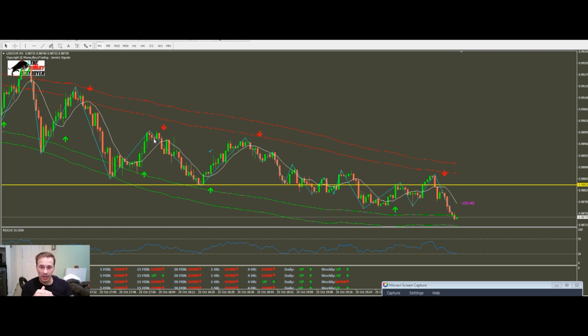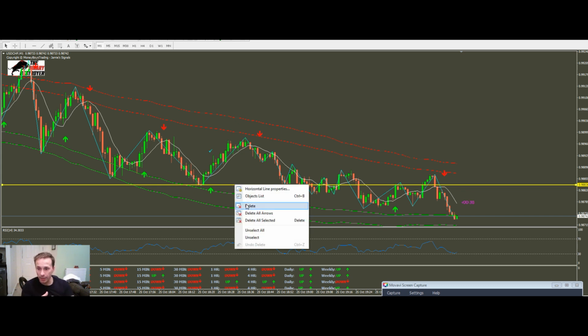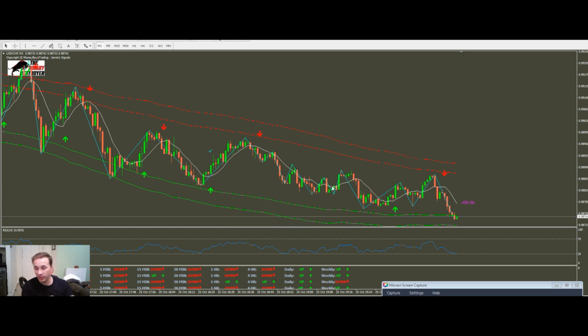Nice zigzag pattern forming there. So hopefully I'm going to be looking for those sort of patterns. So that was USD CHF. What can I see? We're in a nice downtrend.